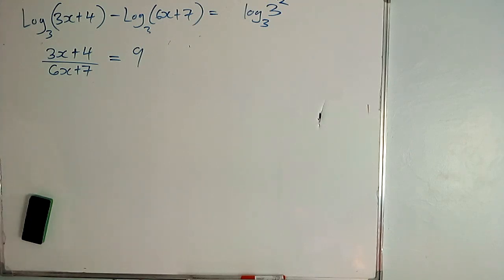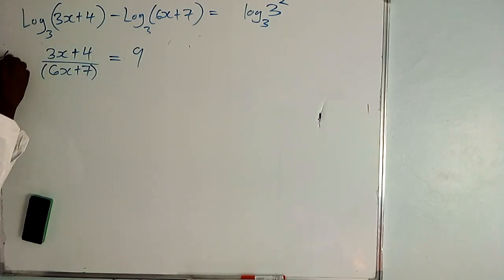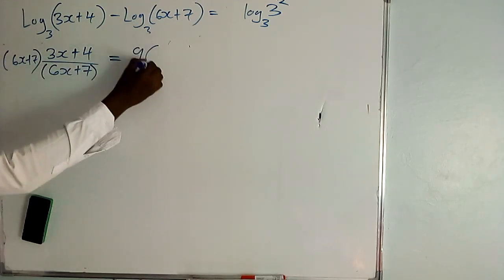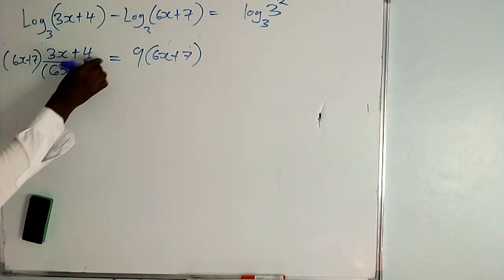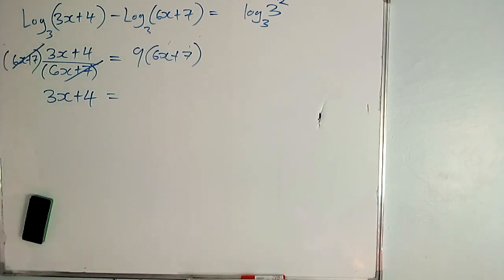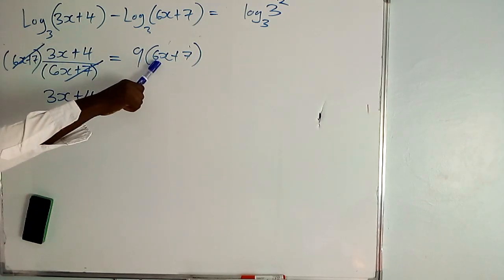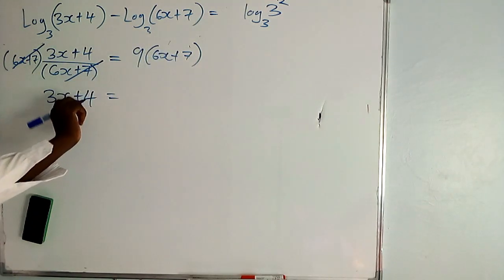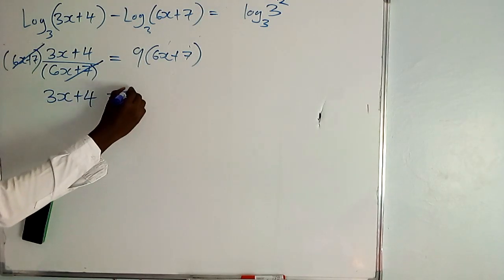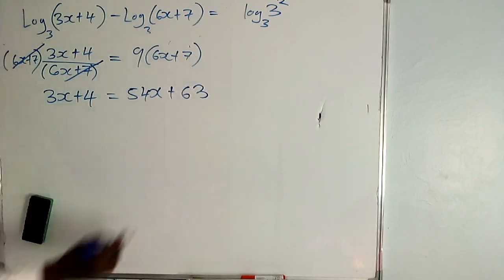So we now have the next thing, as usual. What do we normally do? We normally get rid of the denominator in any problem. So we multiply both sides by 6x plus 7. Having done that, 6x plus 7 goes with 6x plus 7. On the left hand side of the equation, we remain with 3x plus 4. On the right hand side, 9 multiplies everything inside the bracket. 9 times 6x is 54x, then 9 times positive 7 is positive 63.